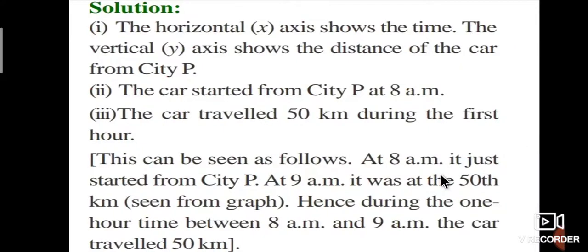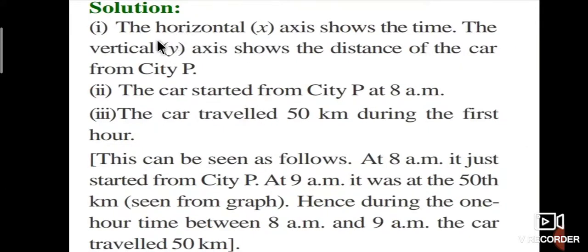Fifth question: was the speed the same during the first 3 hours? How do you know it? Sixth question: did the car stop for some duration at any place? Justify your answer. Seventh question: when did the car reach city Q? The answers are like this.